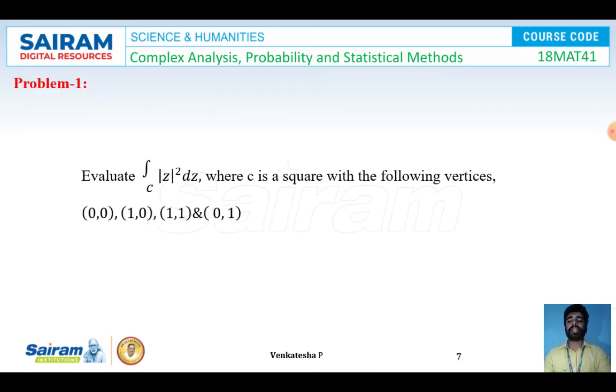Problems on complex integration. Problem number 1. Evaluate the integral over C of mod z whole square dz, where C is a square with the following vertices: 0 comma 0, 1 comma 0, 1 comma 1 and 0 comma 1.